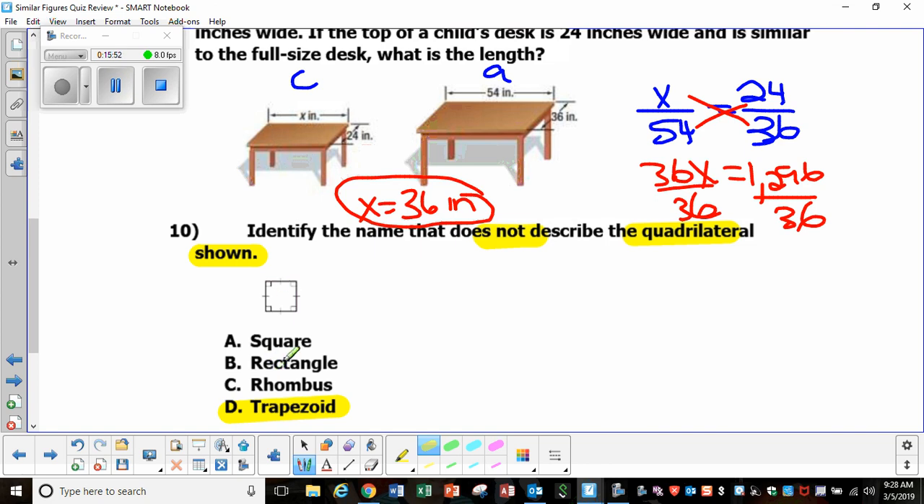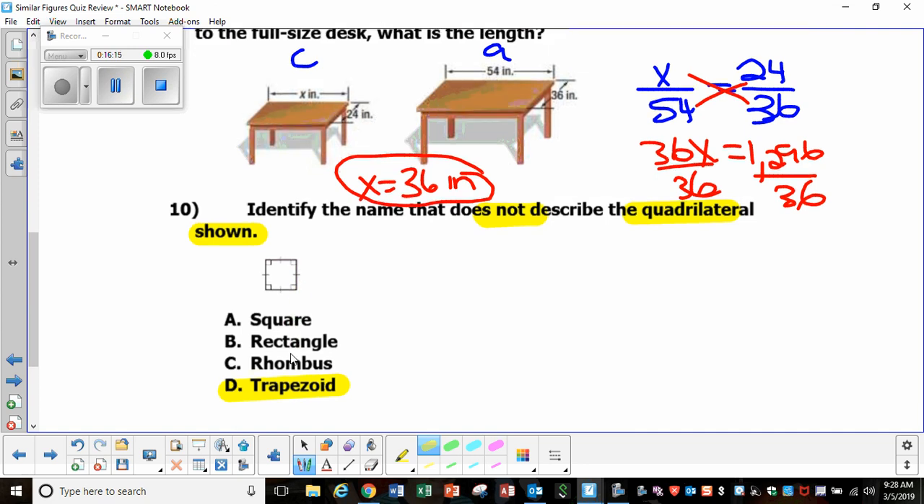Remember, a square is a rectangle because a square, like a rectangle, is four-sided. A square, like a rectangle, is a parallelogram. And a square is a rhombus because a square, like a rhombus, is four-sided. A square, like a rhombus, has four equal sides, and a square, like a rhombus, is a parallelogram. One more similarity between squares and rectangles is they both have four right angles.